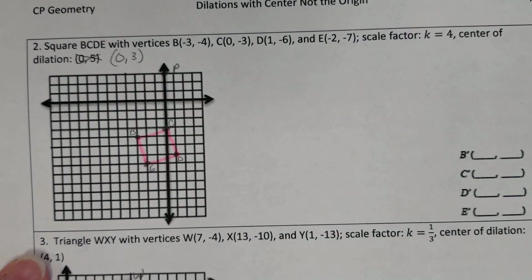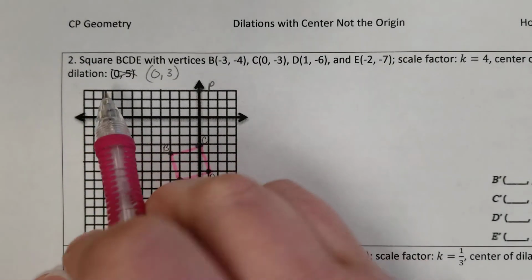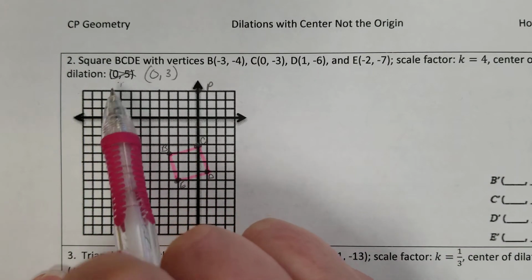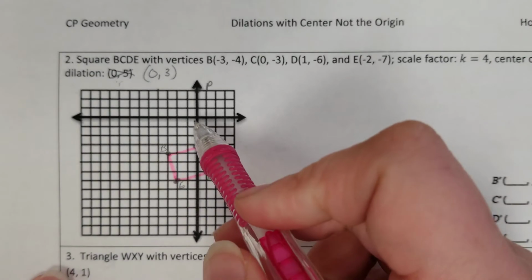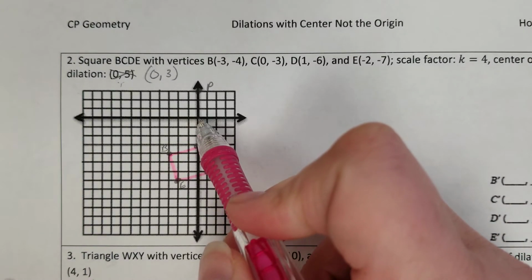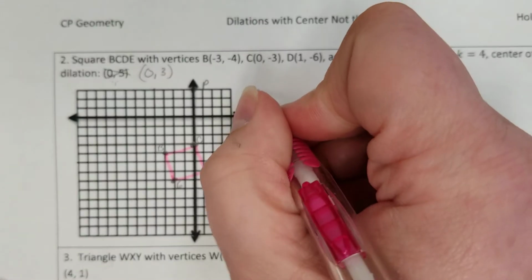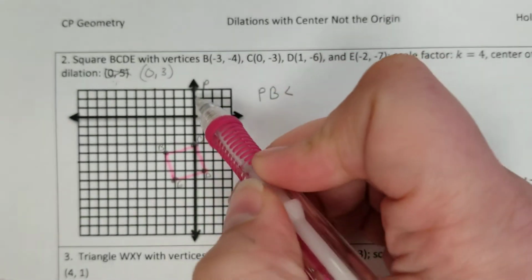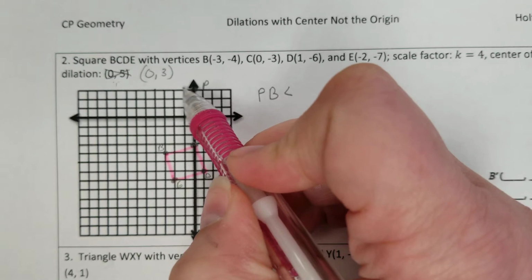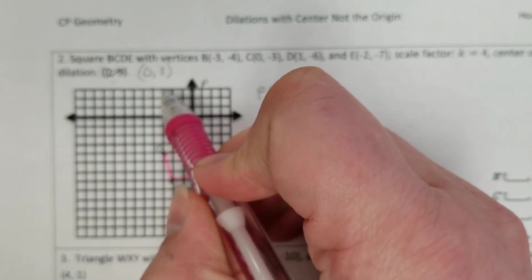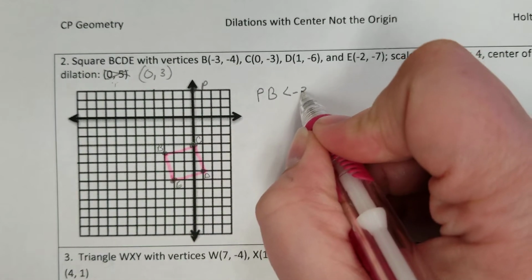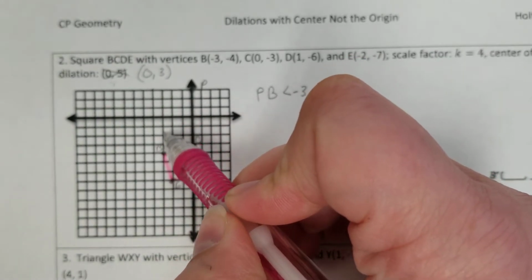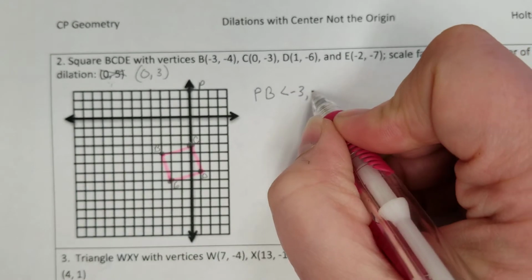All right. So for this one, we need to change the center of dilation to 0, 3, because 0, 5 does not fit on the graph. All right, so we're going from P to B. So if I'm going from P to B, we're in 1, 2, 3 to the left. So that's negative 3. And then 1, 2, 3, 4, 5, 6, 7, 7 down. So negative 7.